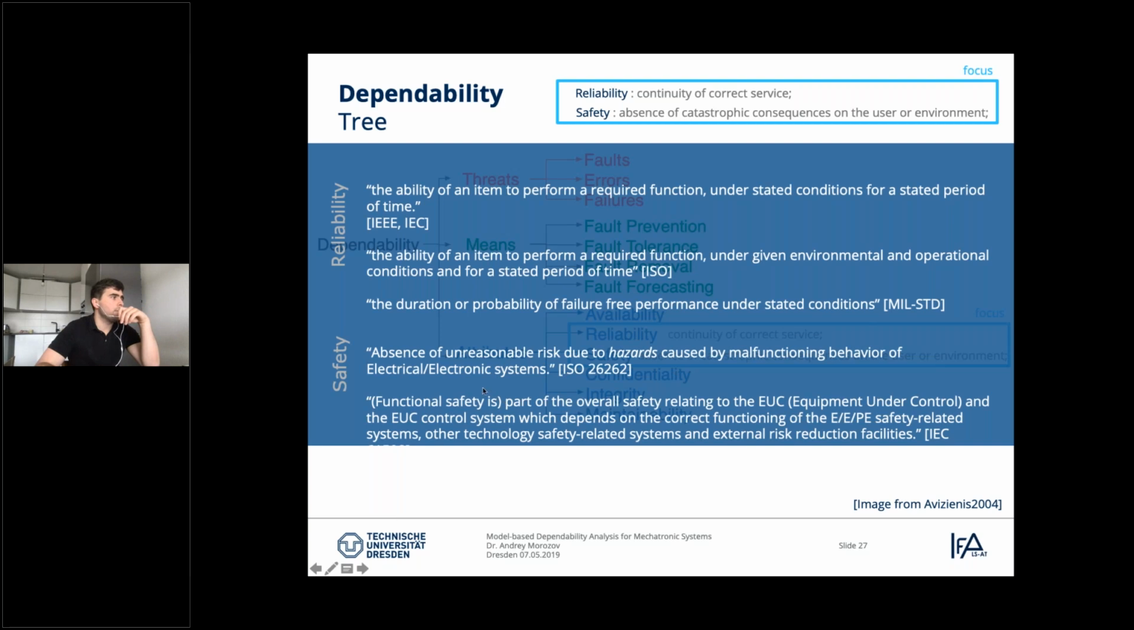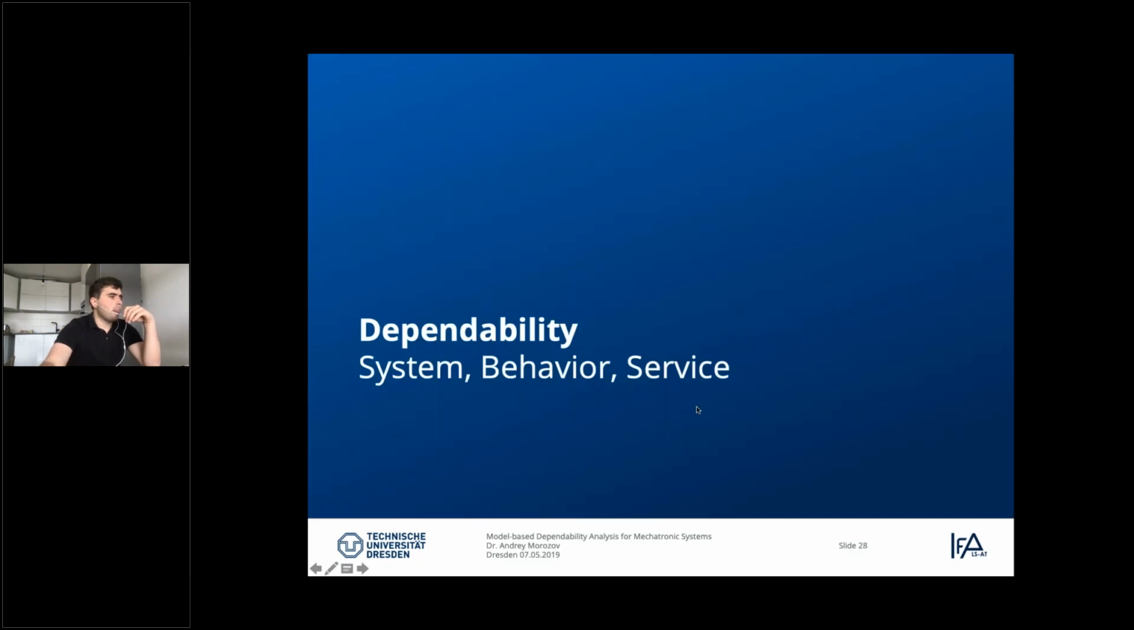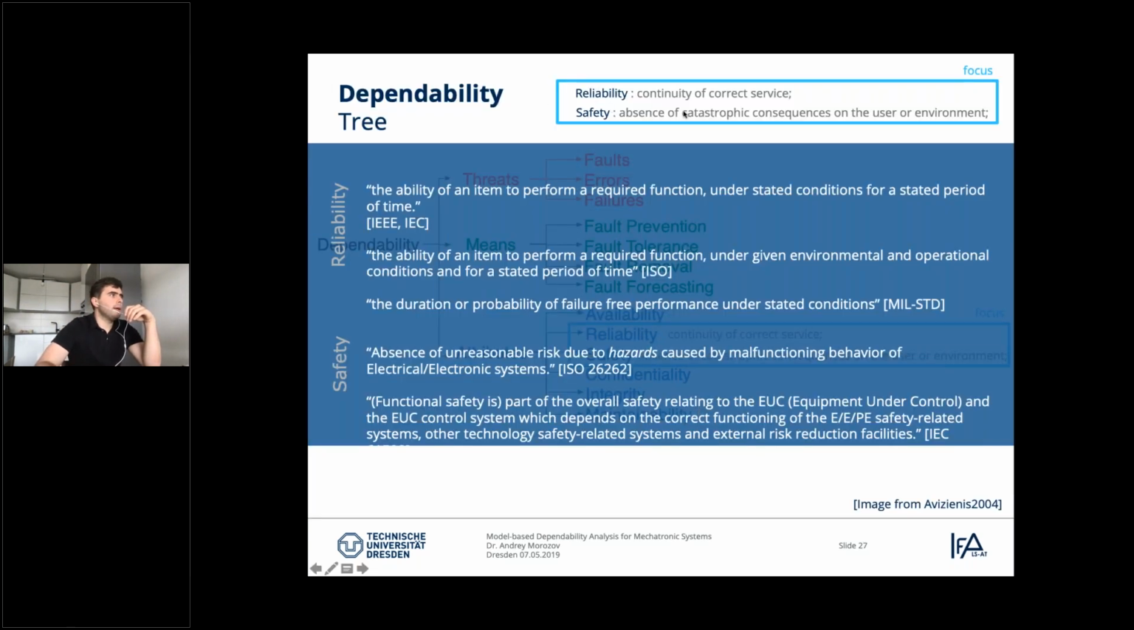And same for safety. Absence of unreasonable risk due to hazards caused by malfunctioning behavior of electrical and electronic systems, or functional safety is a part of the overall safety relating to equipment under control and equipment under control systems, which depends on the correct functioning. So it's a little bit more complicated, of course, because this is a part of the bigger standard. But we will talk mostly about this, and it's basically enough to understand this concept: continuity of correct service, absence of catastrophic consequences.